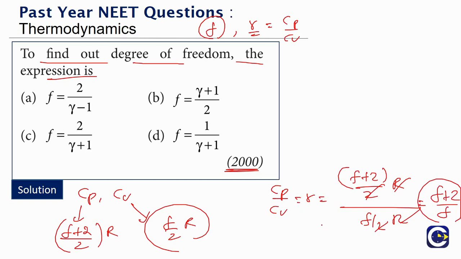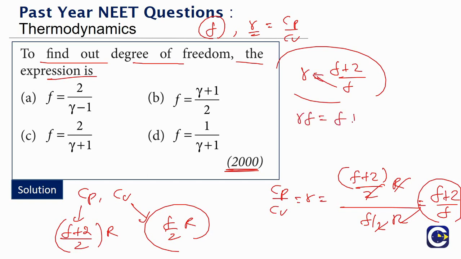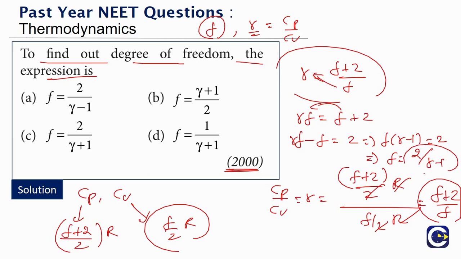But here we have to express the value of F in terms of gamma. What we generally remember is gamma equal to F plus 2 by F, a relation a lot of people even remember, but here we have to express F in terms of gamma. So look at this, we'll cross multiply. Gamma into F is equal to F plus 2. We'll bring the F to the left side. Gamma into F minus F is equal to 2. So F into gamma minus 1 is equal to 2, which means F will be equal to 2 by gamma minus 1.